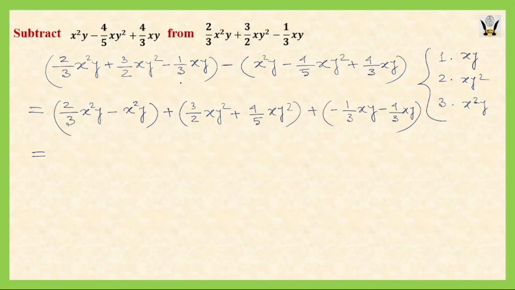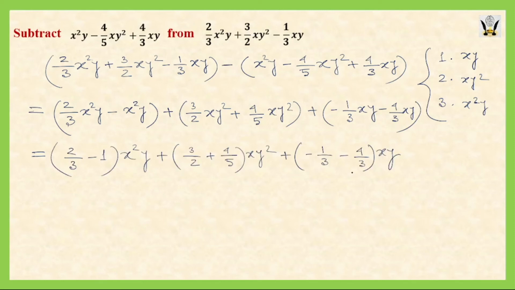Then in the first expression we have minus 1 by 3 xy, and then in the second expression we have plus 4 by 3 xy, and here we have one minus sign, so it will be minus 4 by 3 xy. Next, since these terms are common, x square y, xy square and xy, we will simplify their coefficients and we will take those terms as a common factor outside. After doing that, it will look like this.